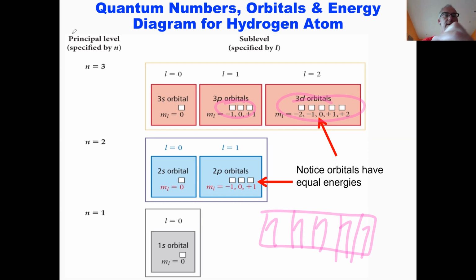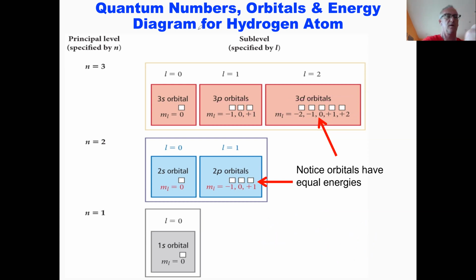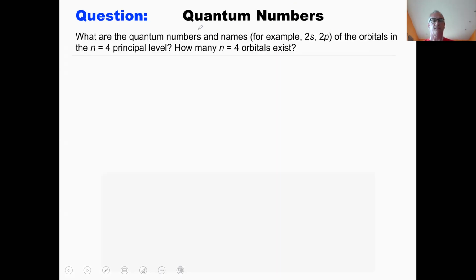So before we go, let's do just a couple questions to review. So, what are the quantum numbers? This is basically what we're going to be doing with our recitation this afternoon for my group, sort of reviewing some of this stuff. So, what are the 4 quantum numbers and names of the orbitals in n equals 4? How many different subshells are there in the n equals 4 level?